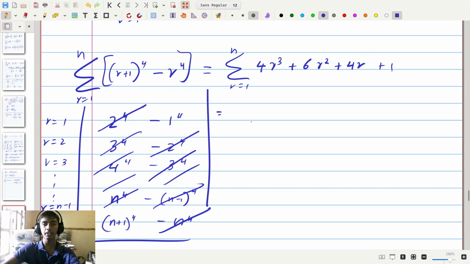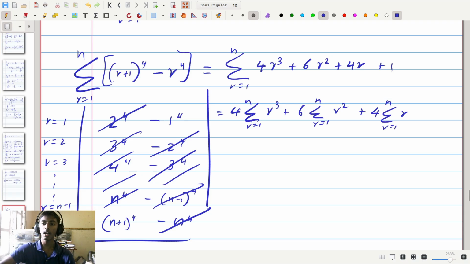So doing so, we can see, I'm going to skip the step where we have the coefficients on the inside of the sum. I'm just going to take them out directly. This is going to be 4 times the sum we're looking for, the sum from r equals 1 up to n of r cubed, plus 6 times the sum from r equals 1 up to n of r squared, plus 4 times the sum from r equals 1 up to n of r, plus the sum from r equals 1 up to n of 1.